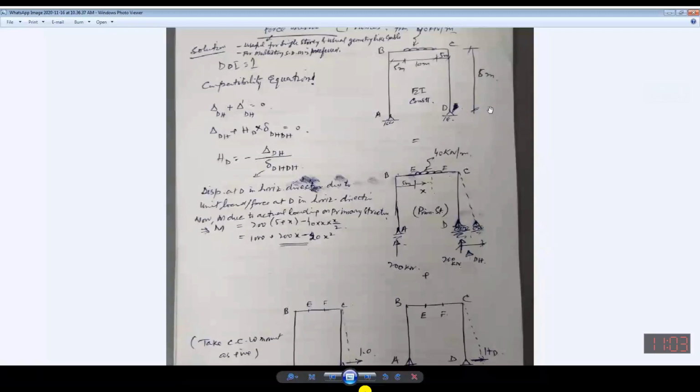Now, after this, the ultimate requirement is to draw the shear force and bending moment diagram. And you might have gone through the procedure for drawing the shear force and bending moment diagram in ESA when you were addressing the determinate frames. Have you done it earlier in your ESA?